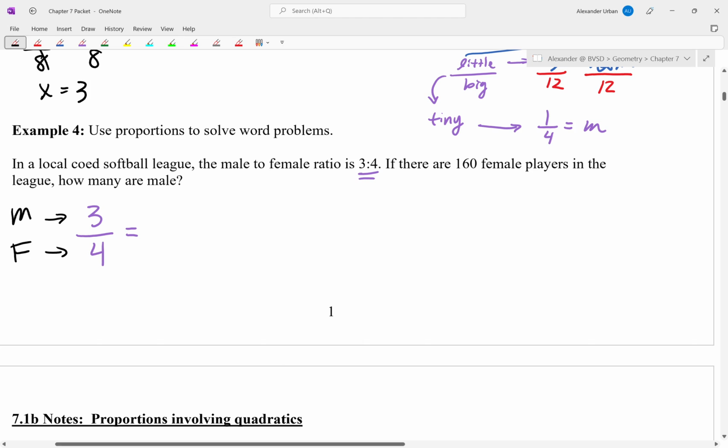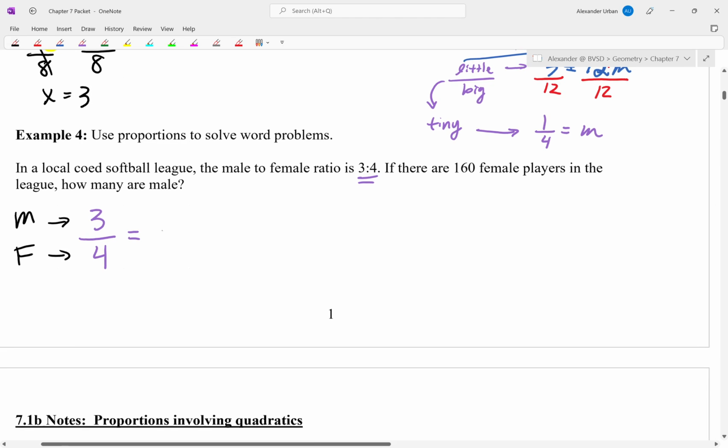In this softball league, there are more females than there are males, which is perfectly fine. But we are given another number, of 160 female players. So that has to relate to the 4. So it sits across from the 4. So the 4 relates to the 160. Now, in this circumstance here, we are looking for the males. So we need to have a variable that substitutes. In this case, I'm going to use M for males because we don't know how many are in this league.